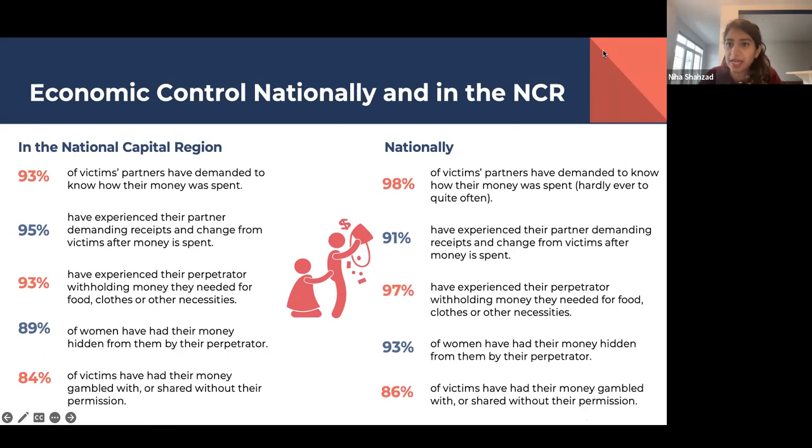I hinted to this earlier. They ask for receipts to make sure that a victim isn't keeping money for herself, their abuser withholding the money that they need for food or clothes or other necessities, having their money hidden away by the perpetrator. Sometimes that happens, or having their money gambled with or shared with other people without the victim's permission. And so you could see in some cases, this was seen even more nationally than it was in the National Capital Region. So for example, for the first one, we saw 93% of victims' partners demanded to know how their money was spent, whereas nationally it was 98%.